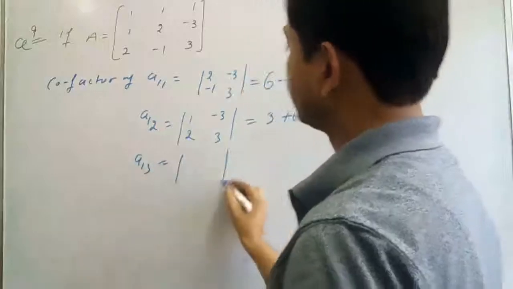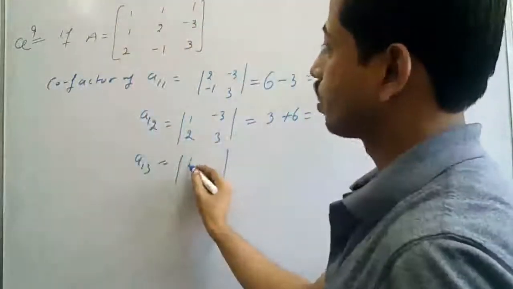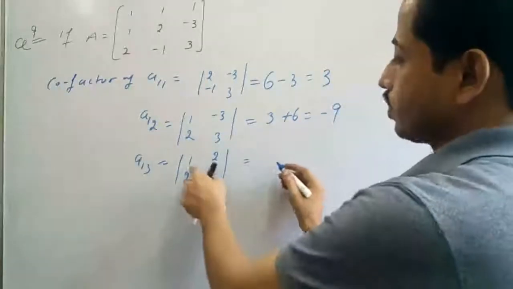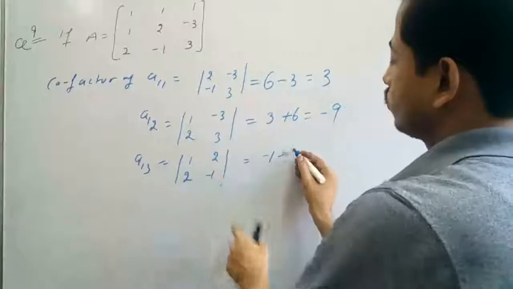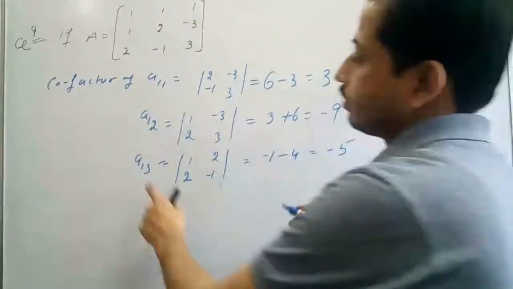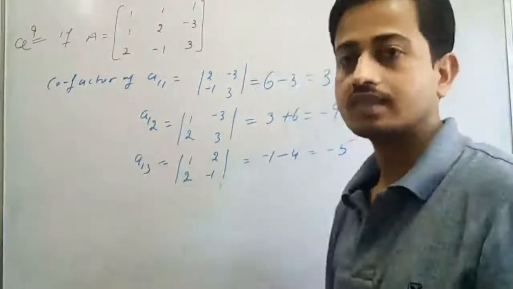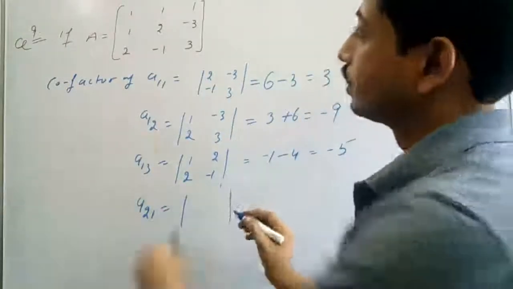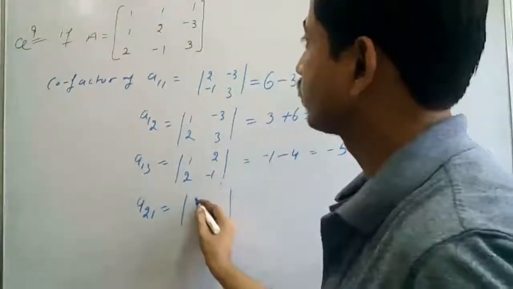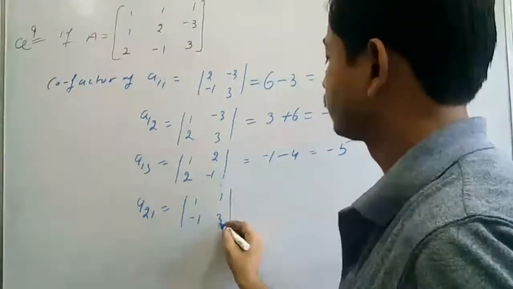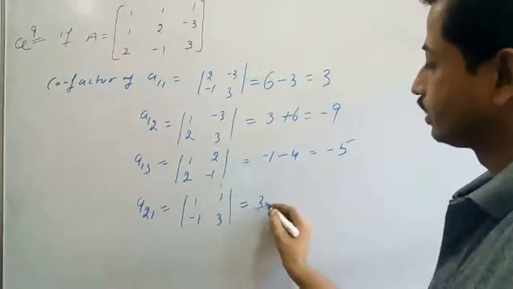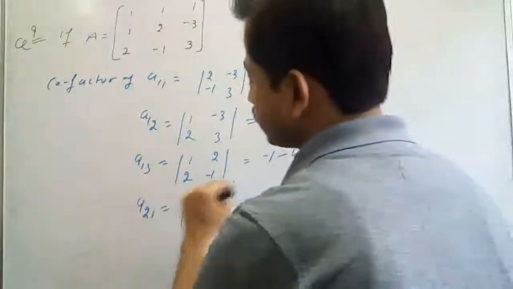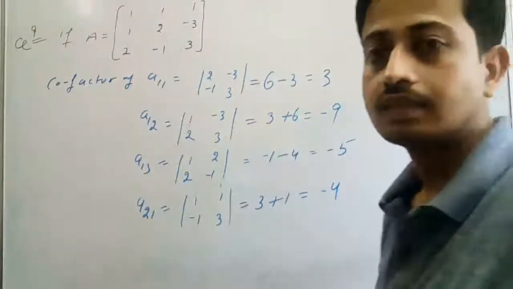A13: remove the first row, third column, we get 1, 2, 2, minus 1. Now solve this: minus 1 into 1 is minus 1, minus 2 into 2 is 4. So we get minus 5, and 1 plus 3 is even, so we do not change the sign. Now the cofactor of A21: remove the second row and first column, we get 1, minus 1, 1, 3. Solve this: 3 into 1 is 3, minus 1 into 1 is 1. We get 4. 2 plus 1 is 3, odd. Odd means we have to change the sign.